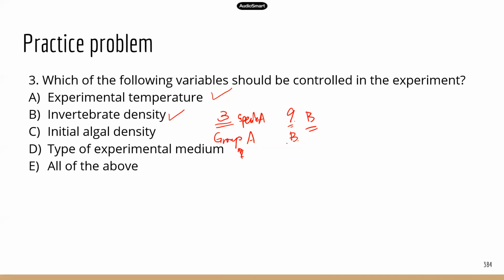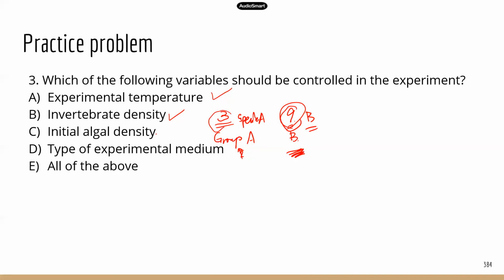Now, if you see a greater reduction in algal density for species B, it could be because B is effective, right? Or it could be simply because you put in more individuals of species B in the beaker or whatever container you have. So of course, they're going to remove more algae, right? So you need to keep the invertebrate density the same across the different treatments.